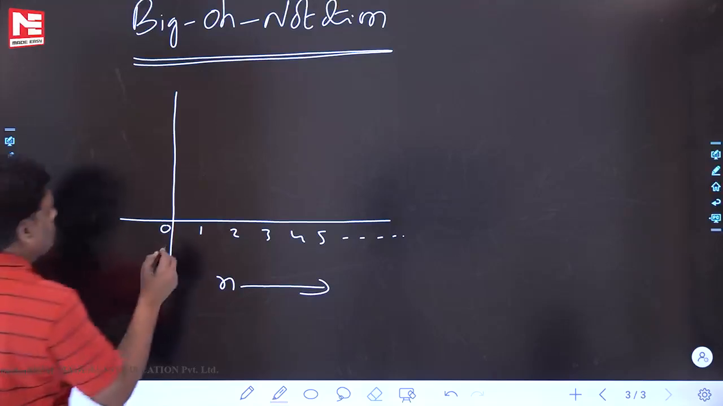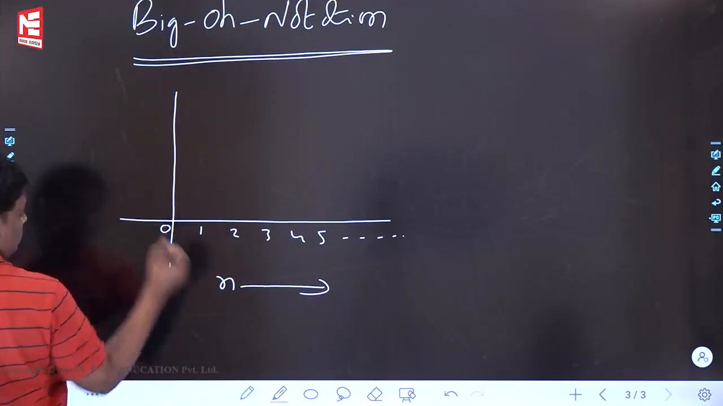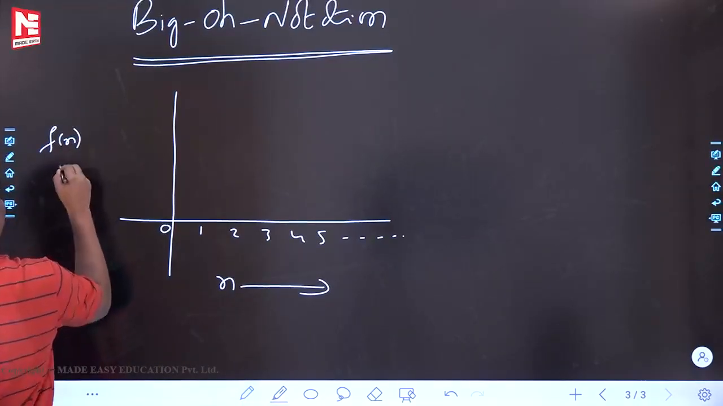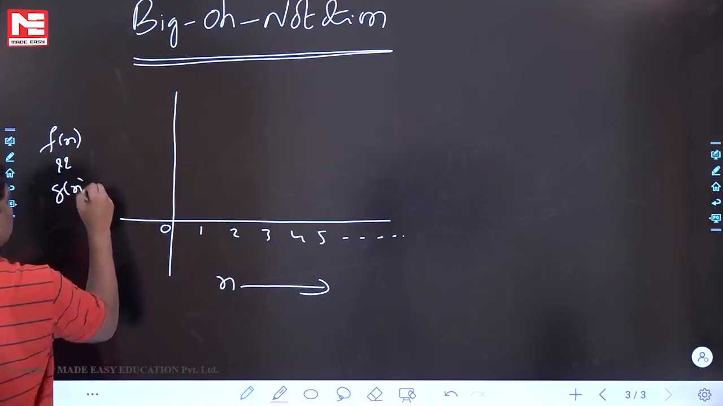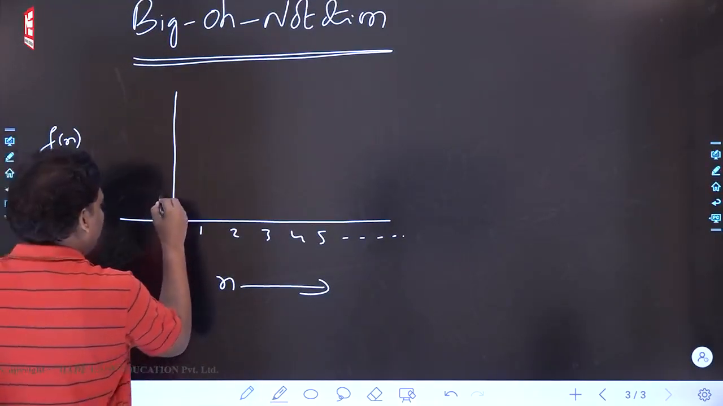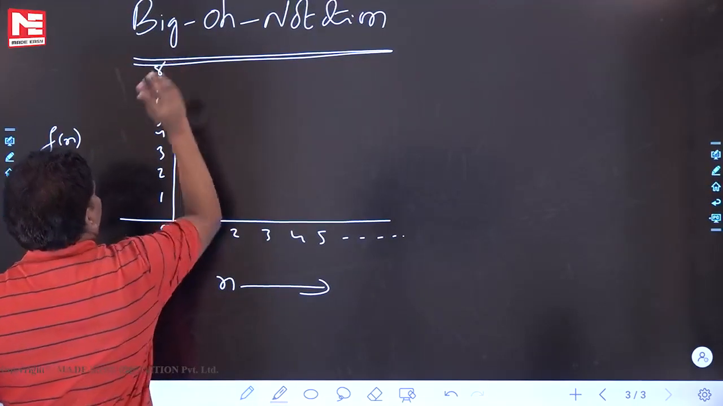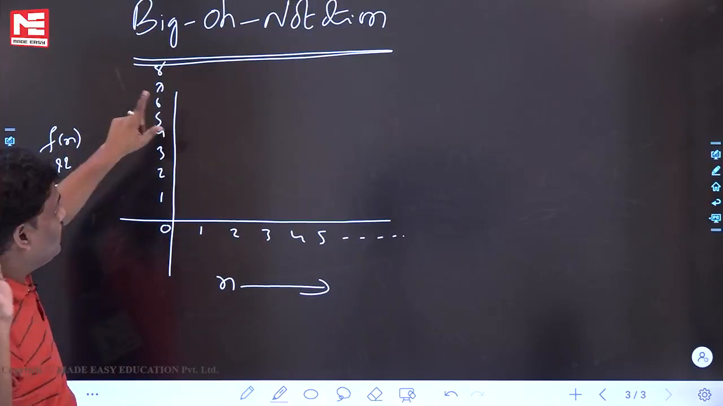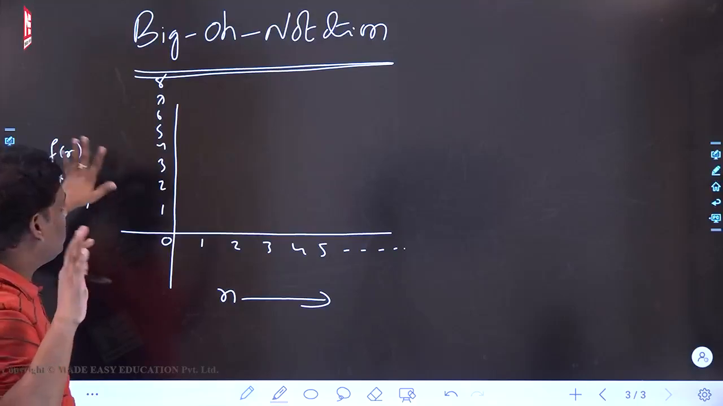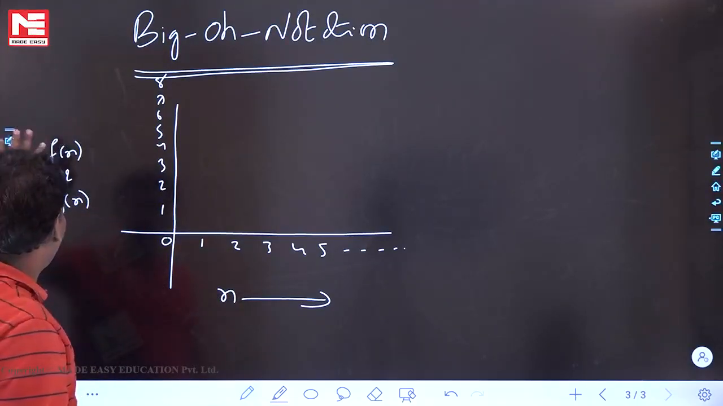Here, the x-axis is going to be n, and the y-axis is going to be f of n and g of n. Right, like this. Fine. So I am explaining clearly what big O is. You know it mostly now, right? Let me explain this small thing which is pending also.